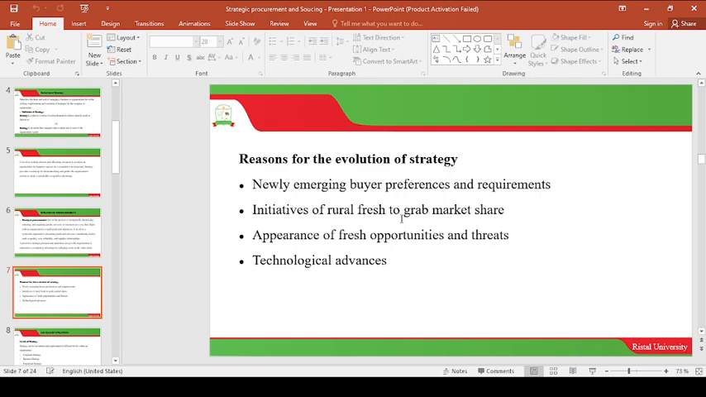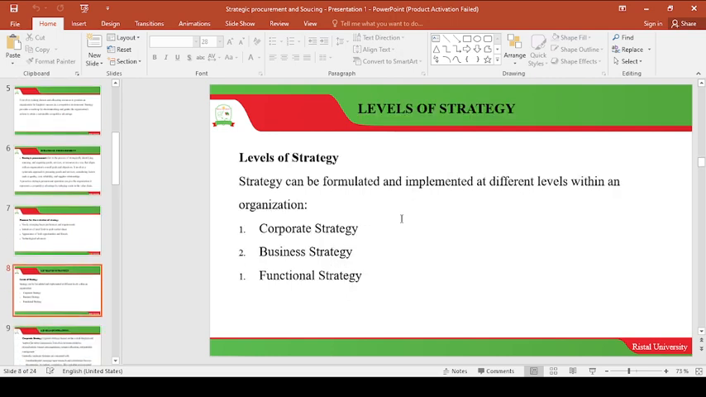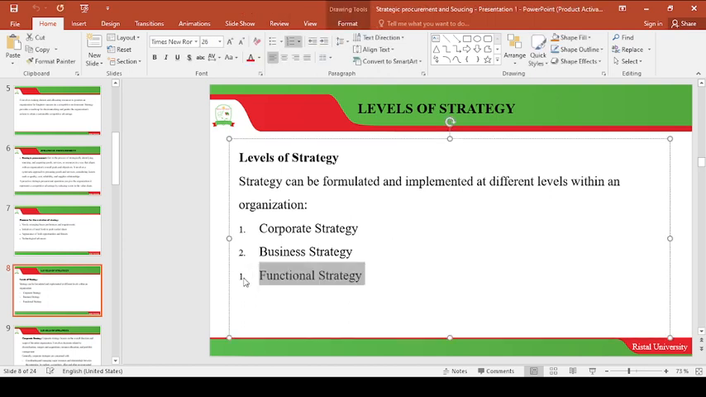So let's look at the levels of strategy. Strategy can be formulated and implemented at different levels within an organization or a company. There are three levels. Number one is the corporate strategy. These are the strategies that are set by the top management or the higher management.